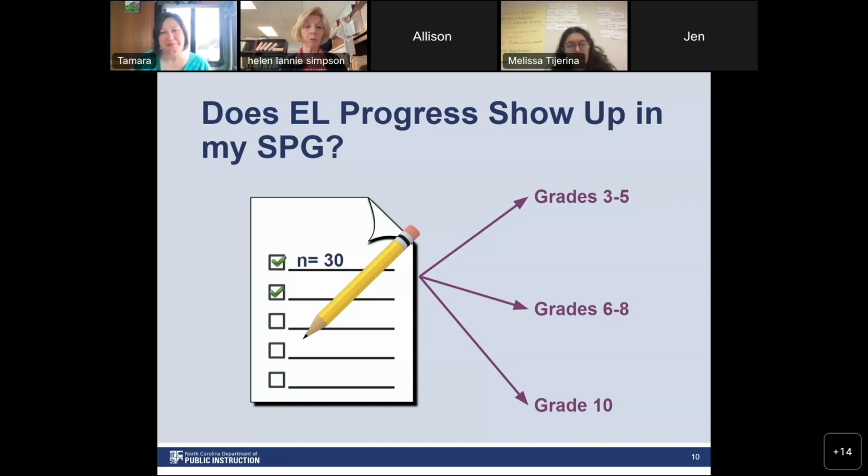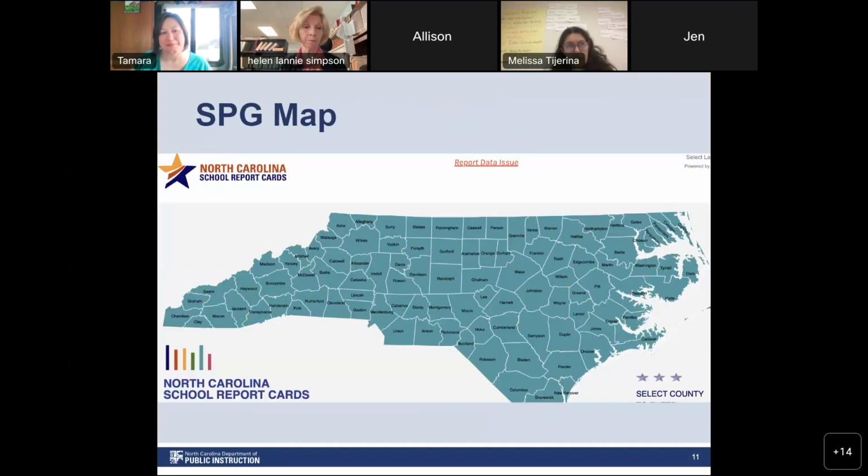And we're going to explore that. And so you'll see here, and you may well be familiar with this map. DPI has a map where all you've got to do is Google it. You can just type in North Carolina school performance grade, and it's going to take you to the DPI webpage, and there's a direct link to this map.